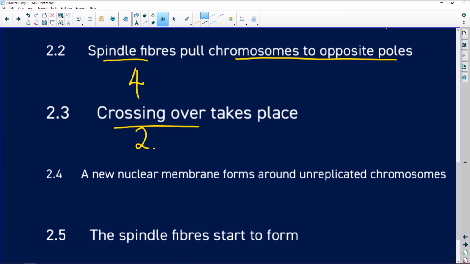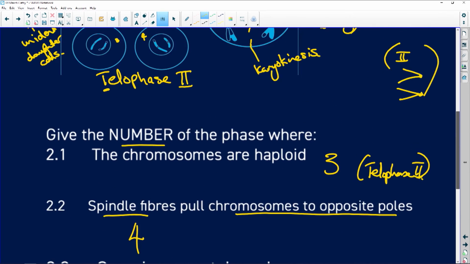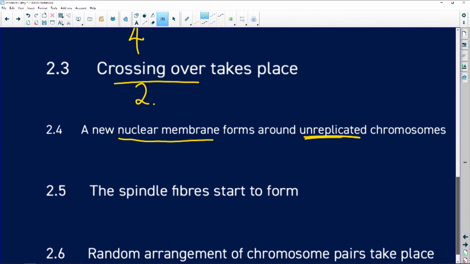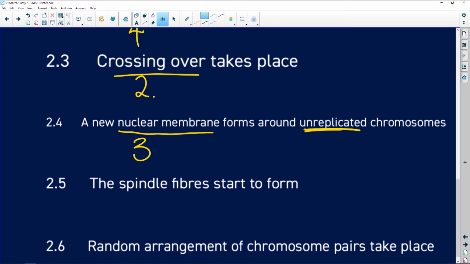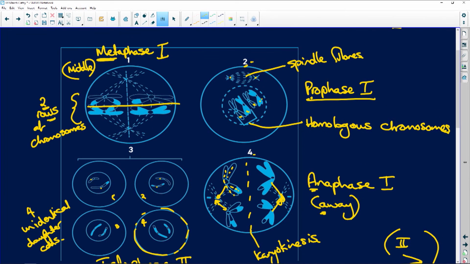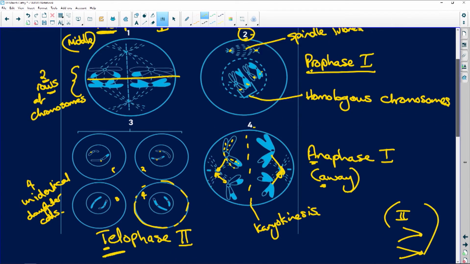A new nuclear membrane forms around an unreplicated chromosome. Easy peasy, that's going to be number 3 again. Because look here, here's your membrane that forms. So number 3. The spindle fibers start to form. We go back and you can have a look here. Where are the spindle fibers forming? In number 2.